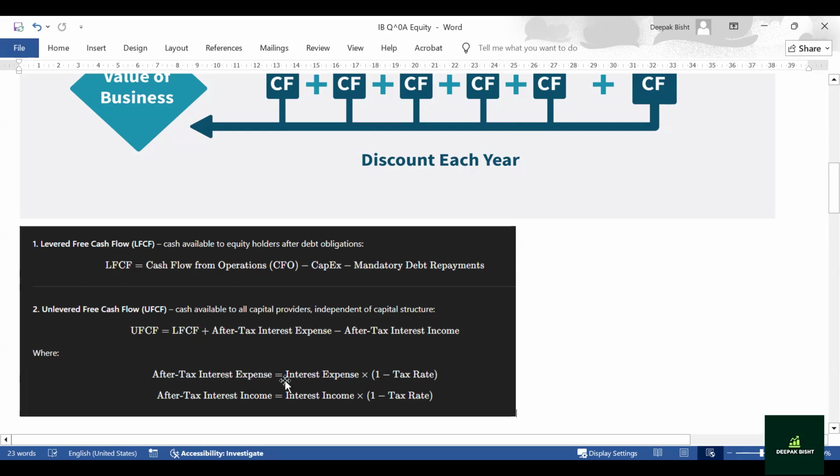After tax interest expense is interest expense times 1 minus tax rate, and after tax interest income is interest income times 1 minus tax rate. And this will be helpful for you to understand this thing. All right, let's move to question number 4 now. I hope this was clear.